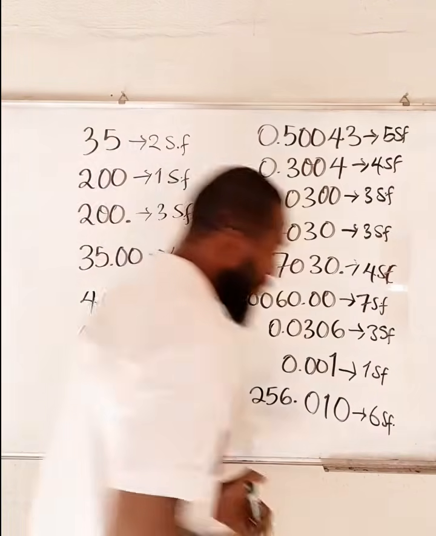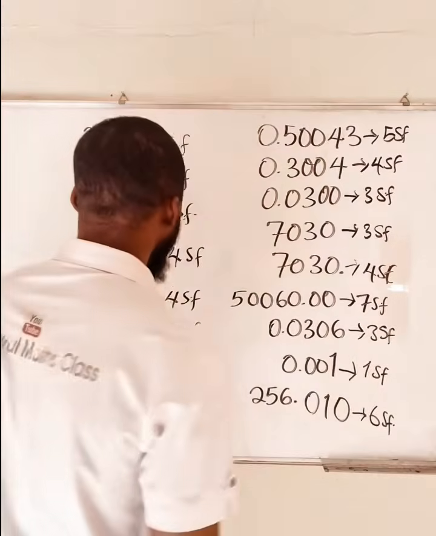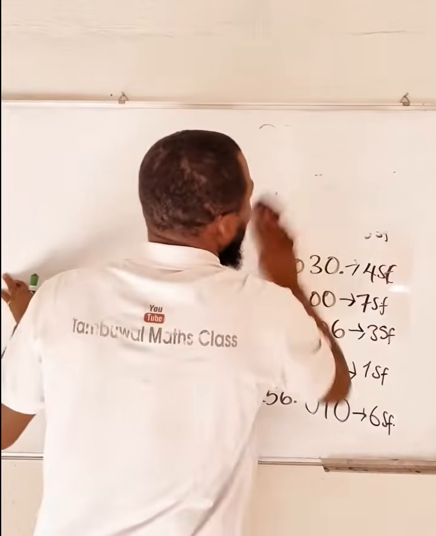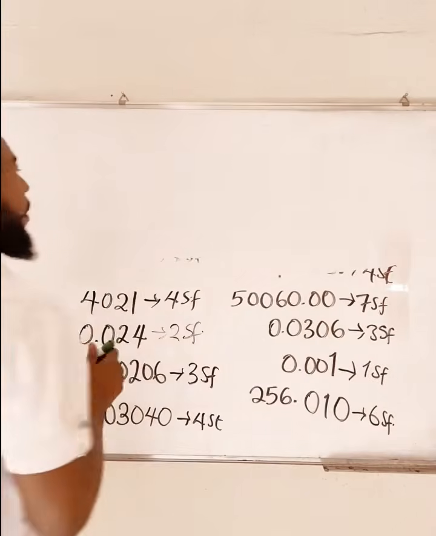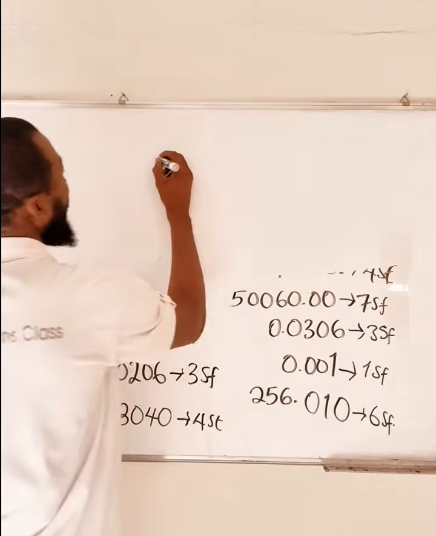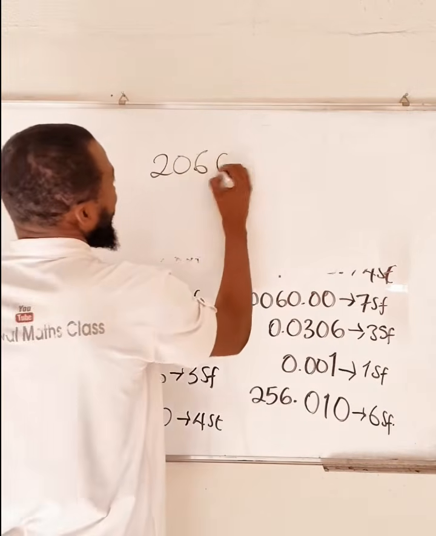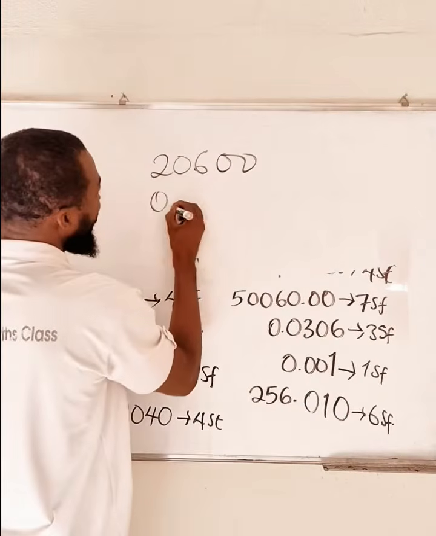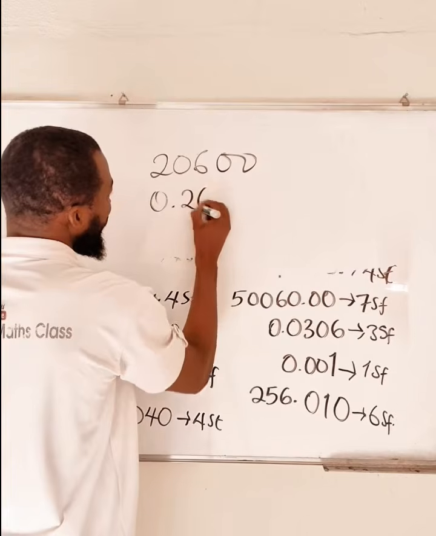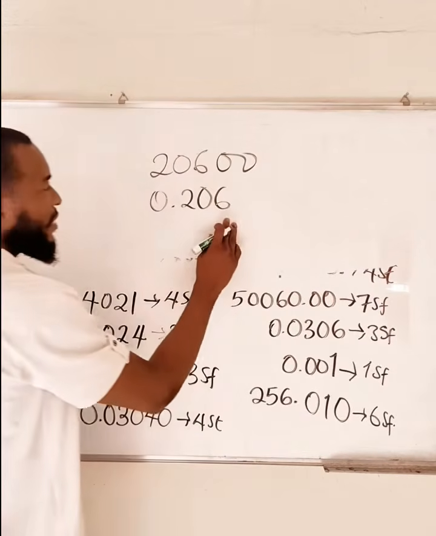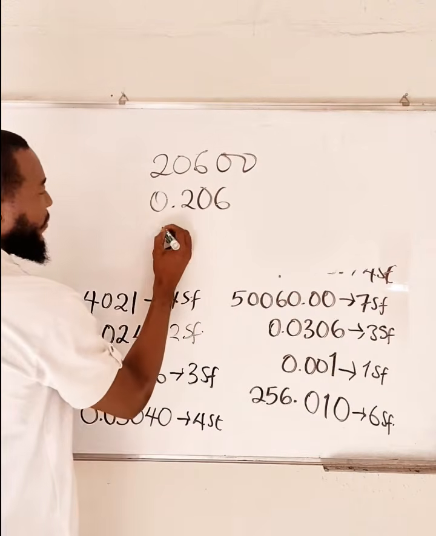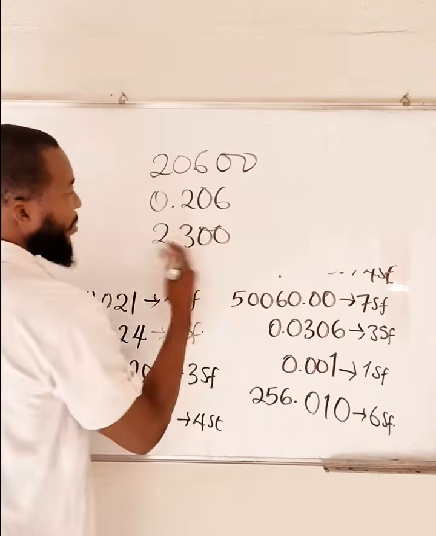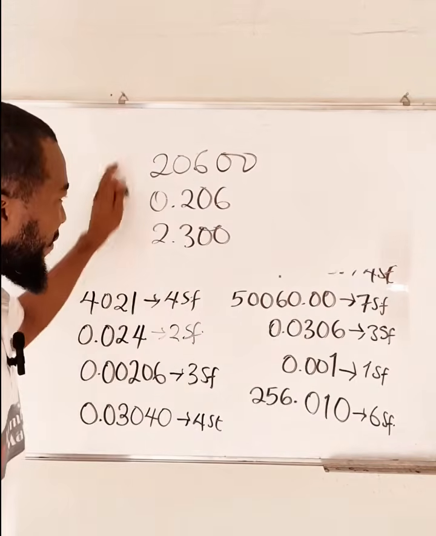All right. So if you have understood this, let me give you some to try. What if you have 20600? How many significant figures are here? What if you have 0.206? How many significant figures here? What if you have 2.300? How many significant figures are here?